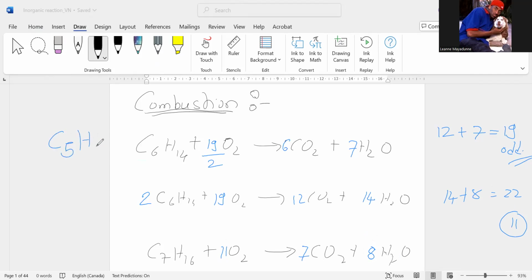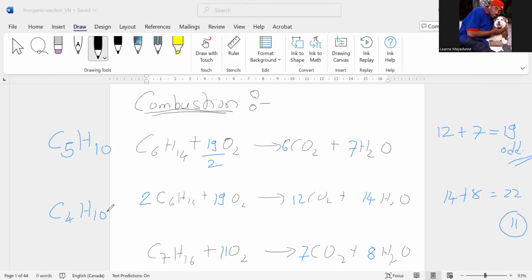C5H10, and C6 is already done, so C4H10. Another one we'll do is C4H10. So one odd and one even.